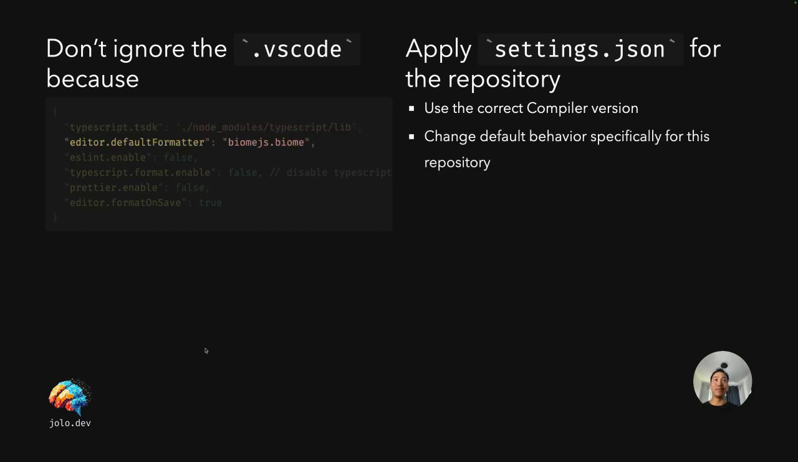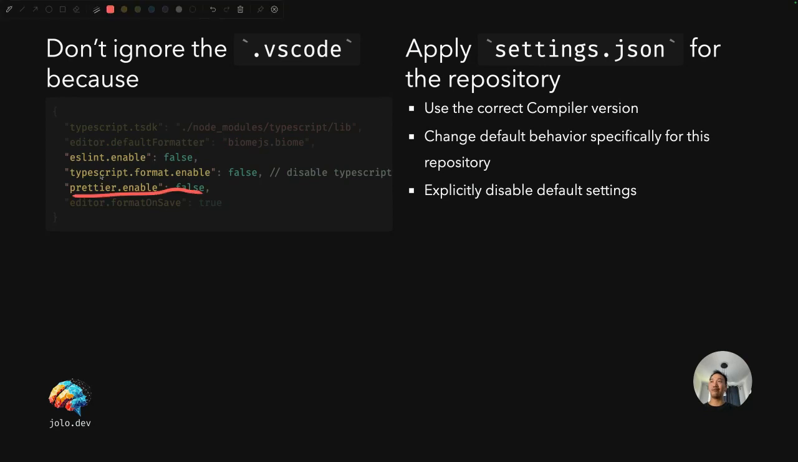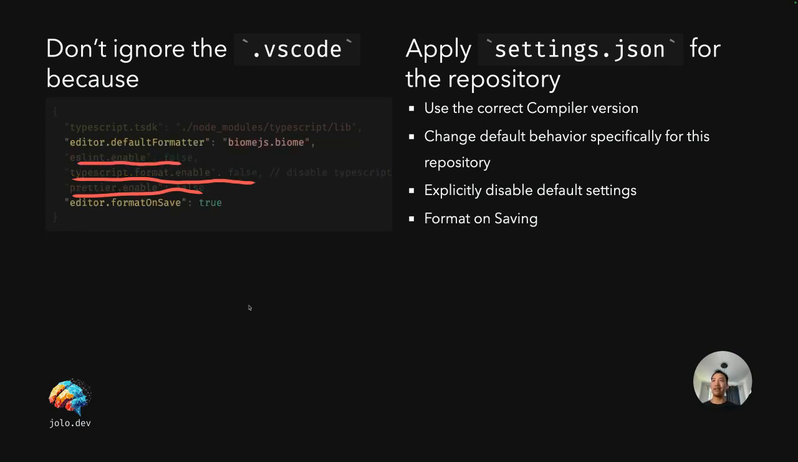You can also change default behavior. So you can say, okay, our default formatter in this case is Biome.js. And since Biome.js does linting and formatting, I can disable default settings, saying, okay, I want to explicitly disable Prettier. I want to explicitly disable the inbuilt TypeScript formatter. And since ESLint is also able to format, I also want to disable ESLint for that. Whenever I use format on save true, whenever I hit command save, it will format the code according to the default formatter.